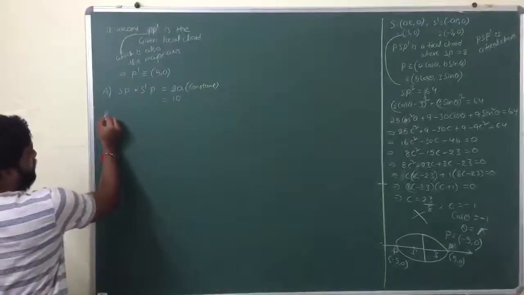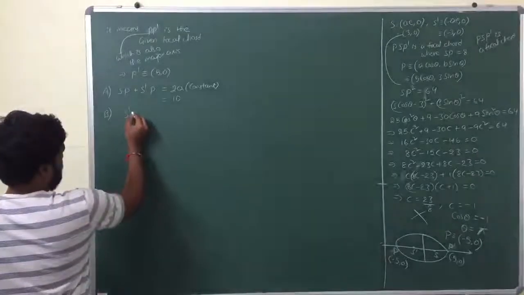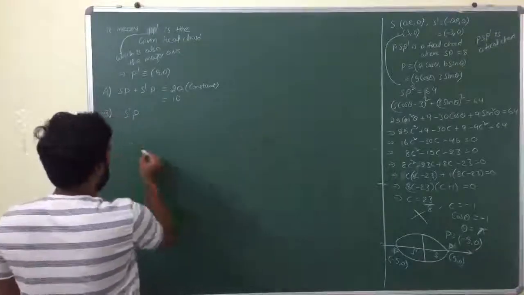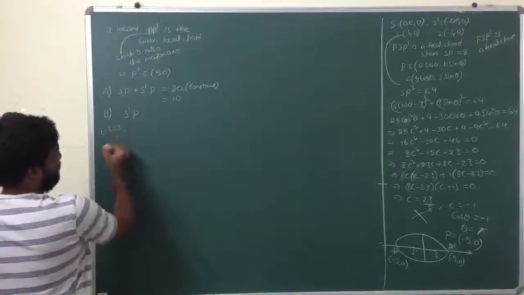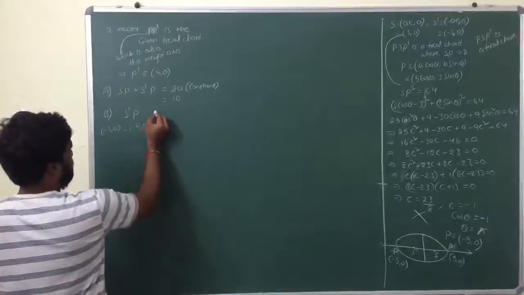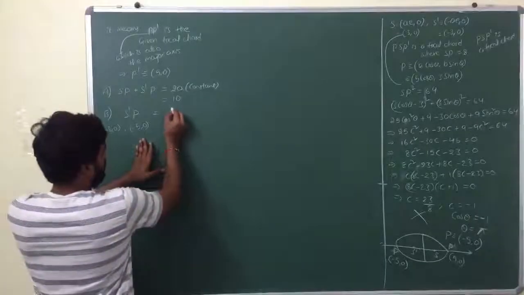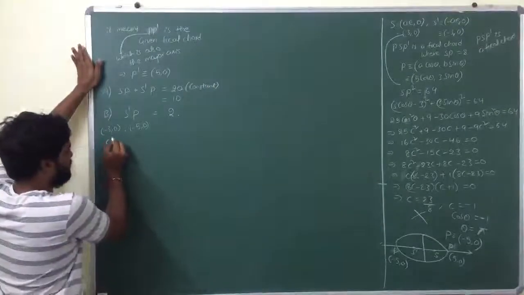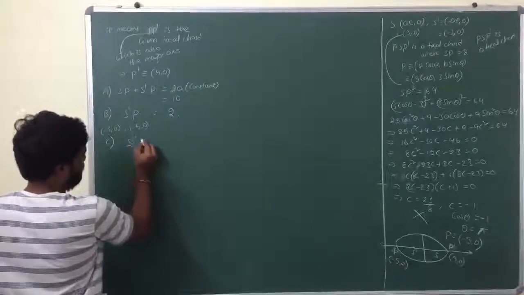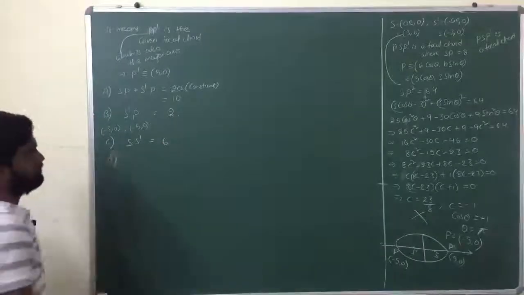Next, option B, S dash P. First, what is S dash? Minus 3 comma 0. And what is P? Minus 5 comma 0. So S dash P is minus 3 minus of minus 5, which is 2. That is the length of S dash P. Next, option C, SS dash is equal to 6.